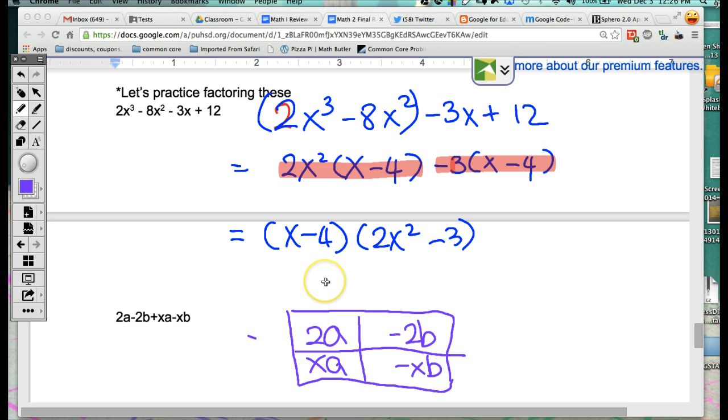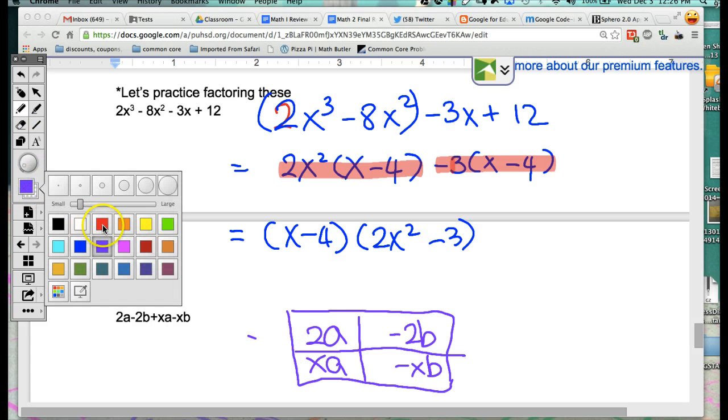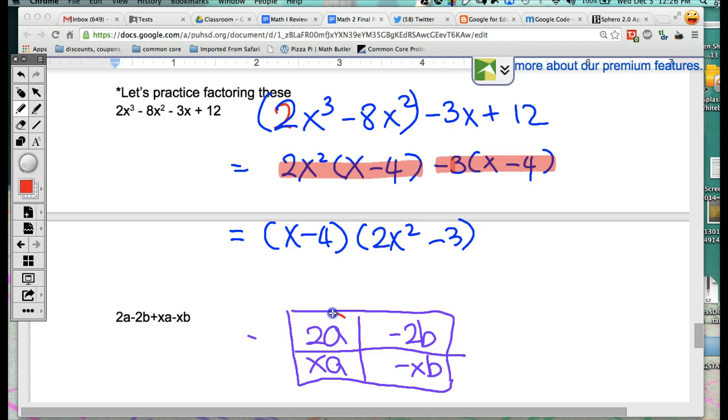So what do I see in common from 2a and xa? A. When you see something in common, you have to make sure you highlight it, because that means you already pulled it out so you can't use it anymore. So over here, I'm standing on top. What do I see in common? A B, right? So I'm going to go ahead and circle that and pull it out.